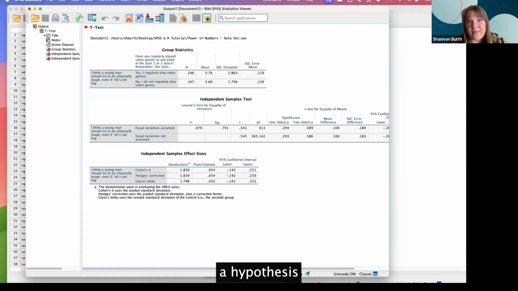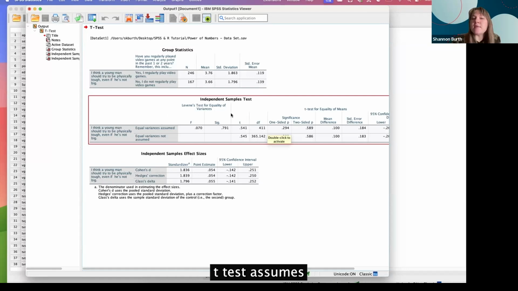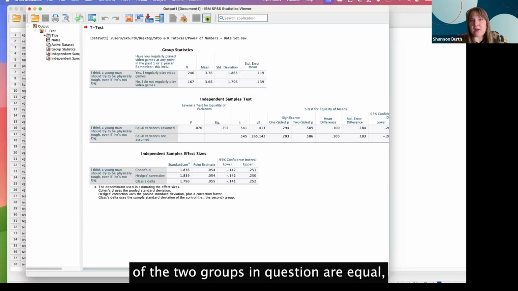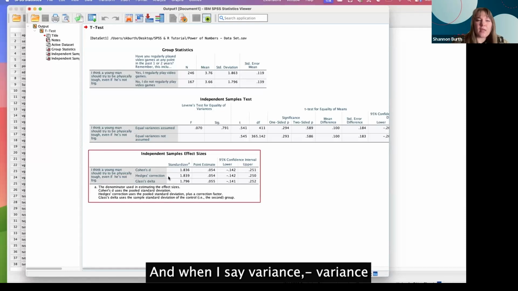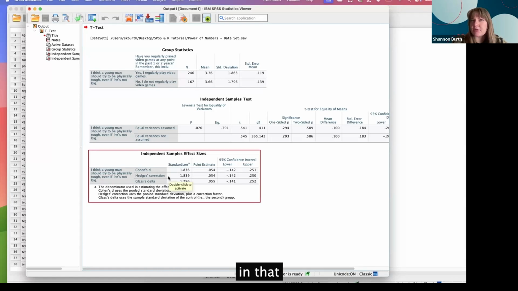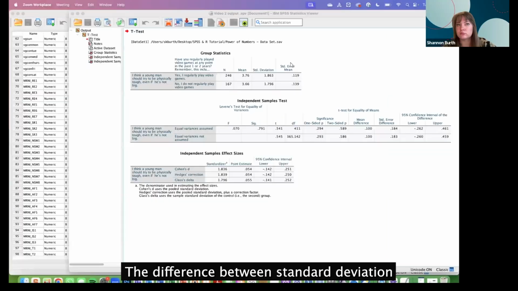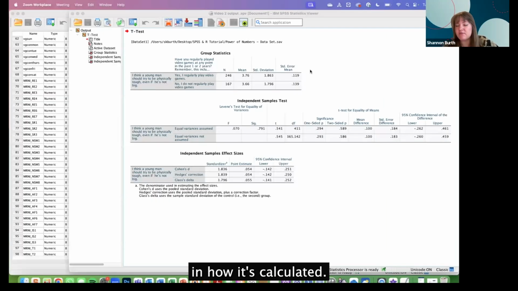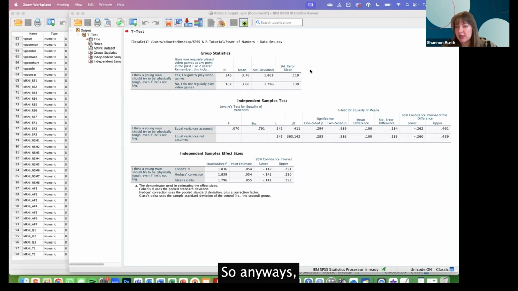However, if we want to answer a hypothesis or research question more persuasively, we can look at this second box that comes out in our output. It's important to first know that an independent sample t-test assumes that the variances of the two groups in question are equal, but the test can correct for the possibility that they're not. Variance is similar to standard deviation in that it has to do with how the values are spread out in the data. The difference is in how it's calculated. Variance is calculated from squaring the standard deviation.